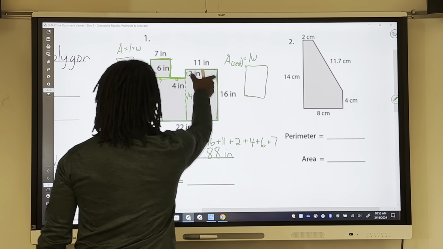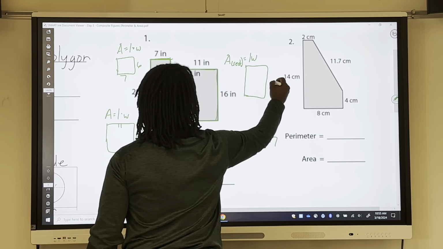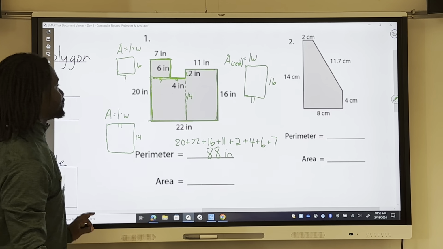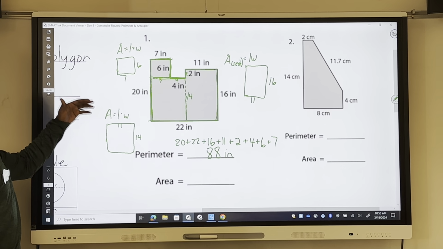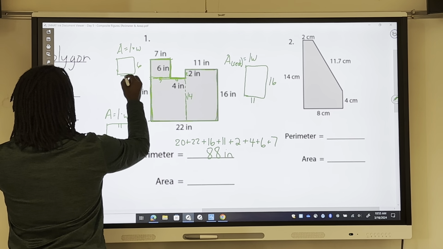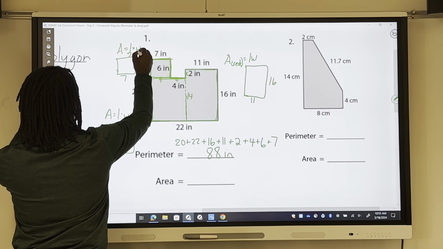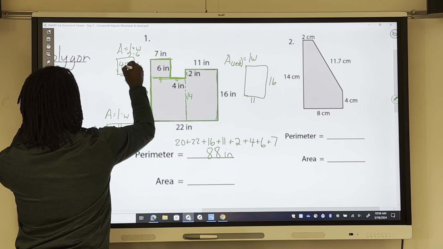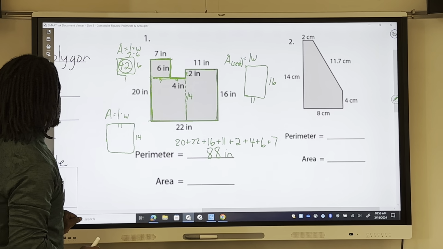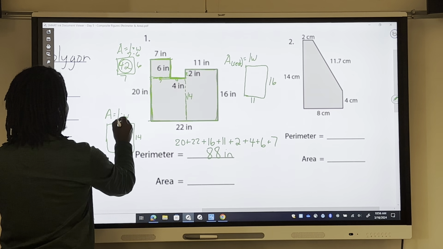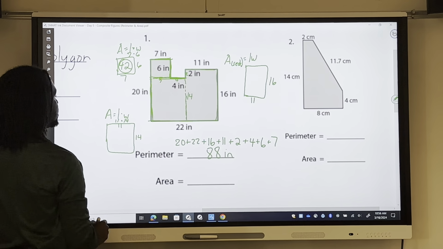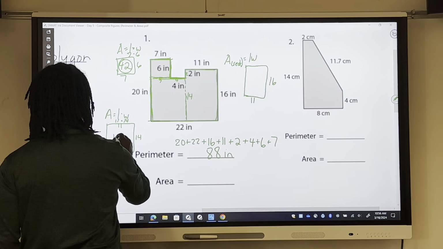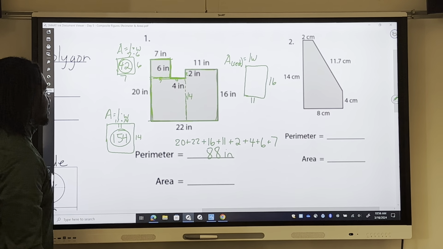Then let's look at this piece. For this piece, I got that the width is 16, and then the length is 11. So I'm gonna just plug it into my formula. So I got 7 times 6, which gives me 42. So 42 is the area inside of that shape. For this one, length is 11 times the width is 14. When I multiply that, I'm gonna get 154. That's the area of that piece.